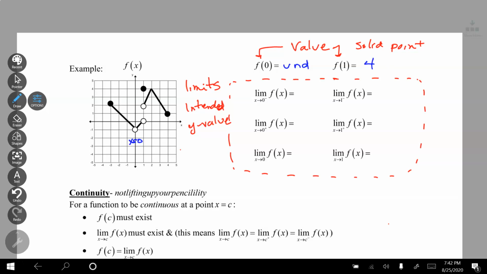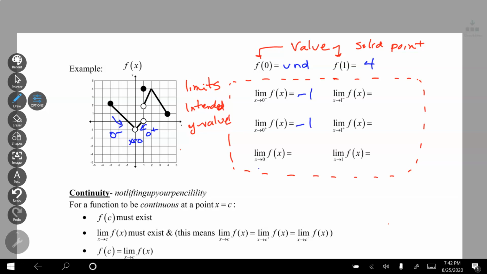Limit questions are the intended y value. That says if you get closer to that x value from the left or from the right, like here is 0, from this way, this is 0 from the left, and this way is 0 from the right. We say 0 from the left gets closer and closer to y equals negative 1. It never really gets there, but it gets as close as possible. And from the right side, I again have y equals negative 1.